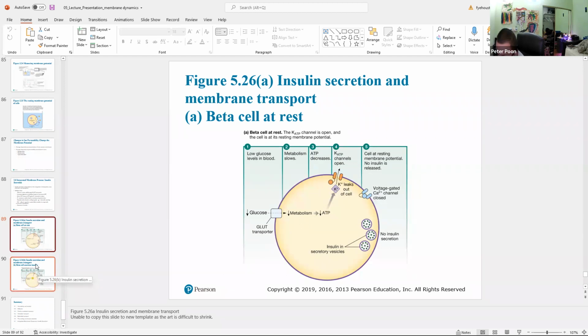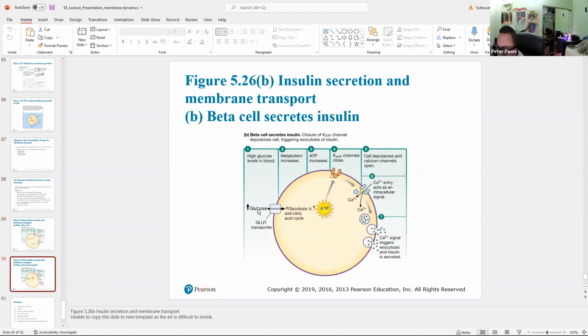Now let's look at what happens when you do eat glucose. When you do eat glucose, all of a sudden more glucose can come in, therefore you have more ATP. ATP will bind to this channel and close the channel. If you close the channel, the potassium cannot get out. If the potassium cannot get out, the cell depolarizes.